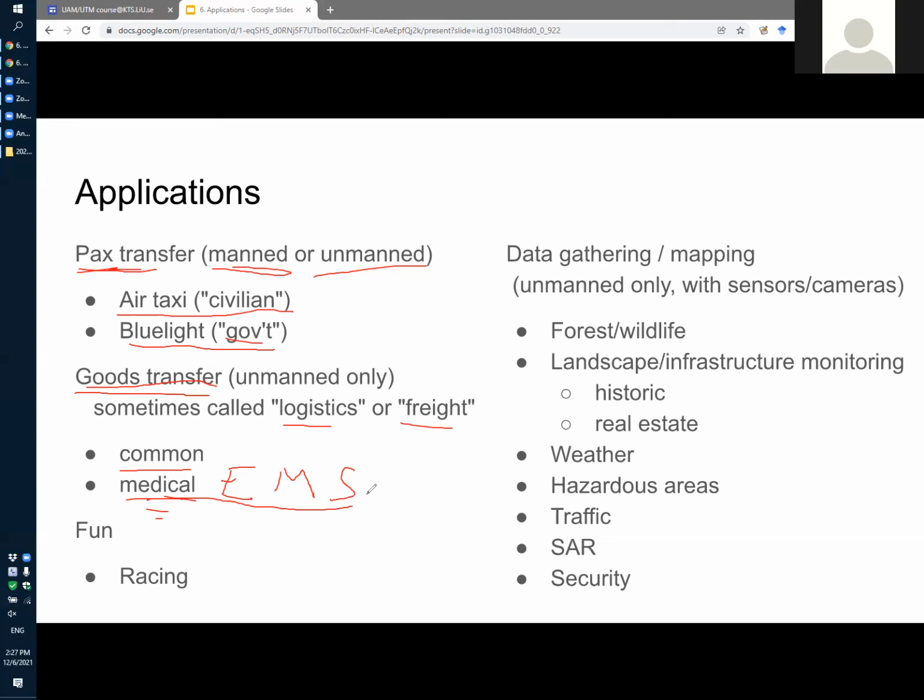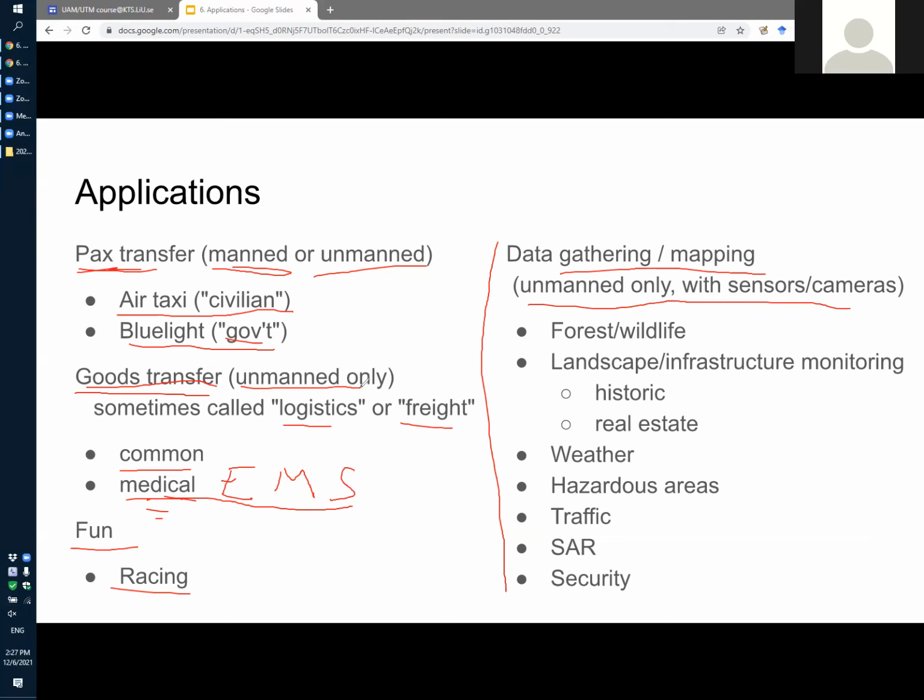Well, they're good applications. But you don't have to be particularly important for mankind to use drones. You can use drones for fun as hobbies. There could be racing drones, you know, who is the fastest and most precise, and so on and so forth. And then there is the full suite of applications for drones when they're doing telemetry data collection, mapping, and other things. So these are envisioned as being only unmanned, and similar with the goods transferred.